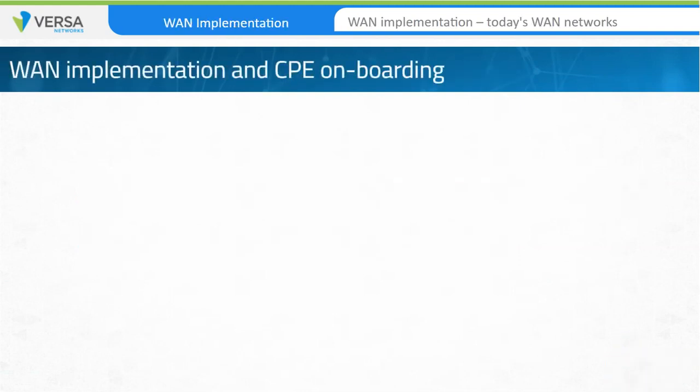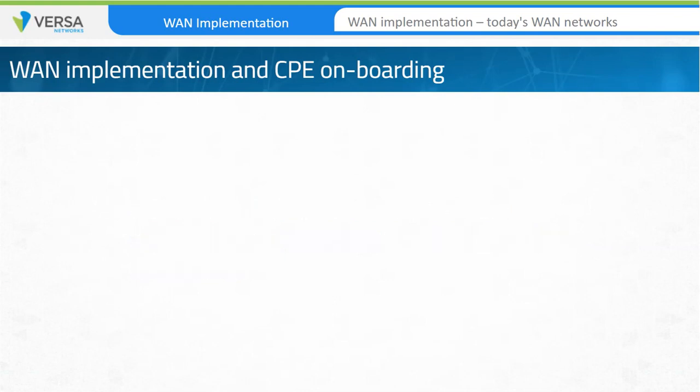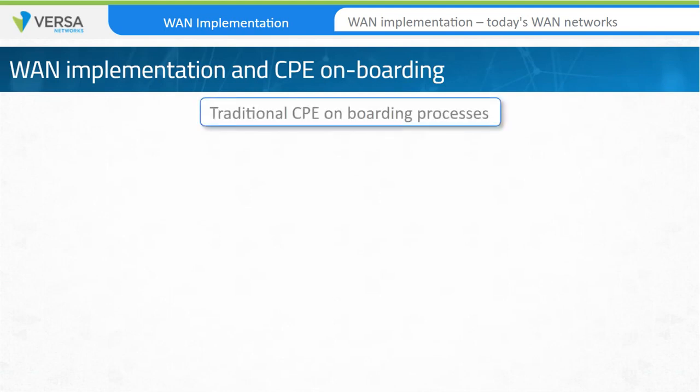WAN implementation is the process used to stage and deploy customer premise equipment and to enable WAN services for customers. The traditional CPE onboarding process has been a manual and time-consuming process. Even after proper design and planning, implementation is still considered to be a tedious process and prone to human errors.